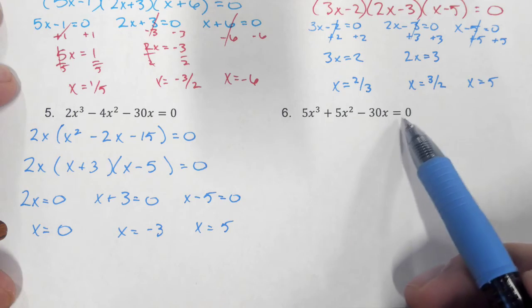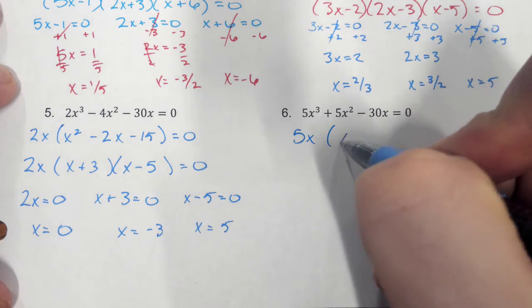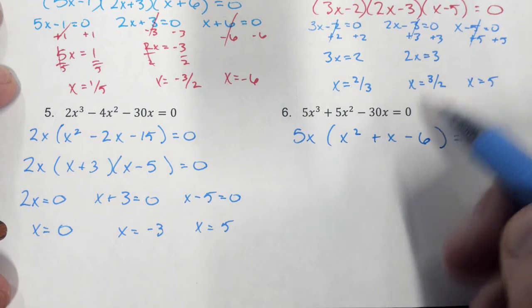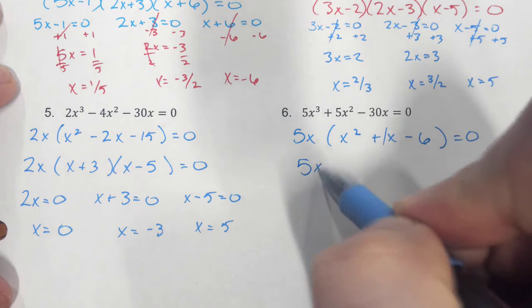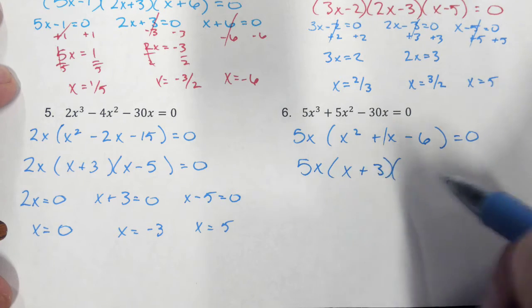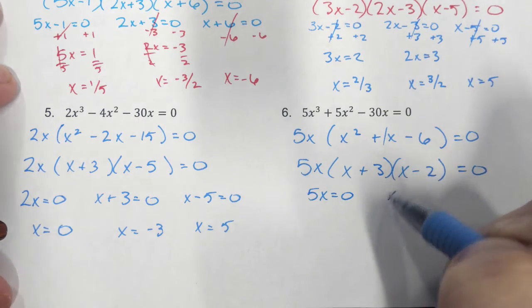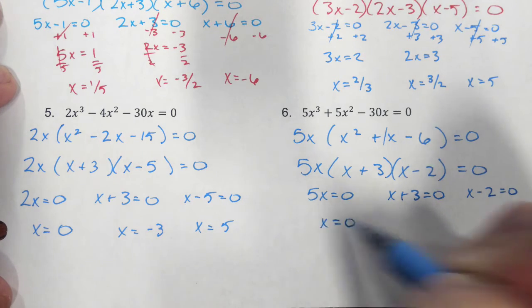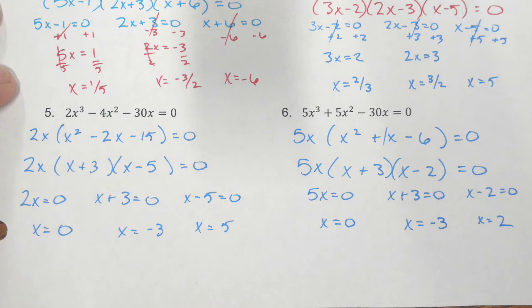6, once again, it's already set equal to 0. Is there a GCF? Yep. 5x divides all of those. It would be x squared plus x minus 6. Again, that's nice. What are the factors of 6 that subtract to the understood positive 1? That would be a positive 3 and a negative 2. Take each factor, individually set them equal to 0. And x equals 0, negative 3, and 2. So there you go, there's that front side.